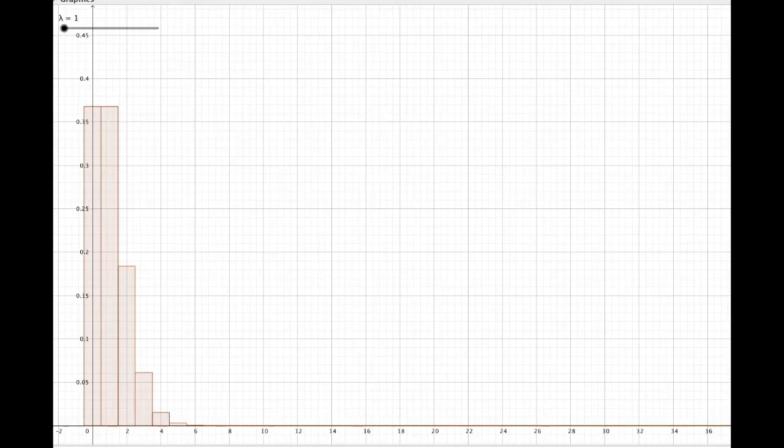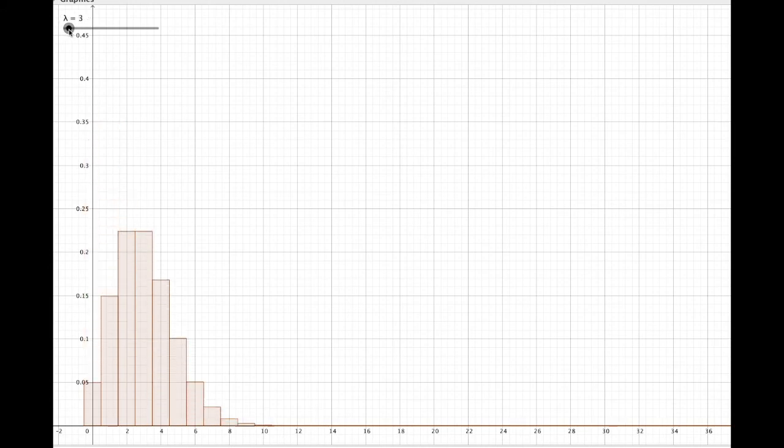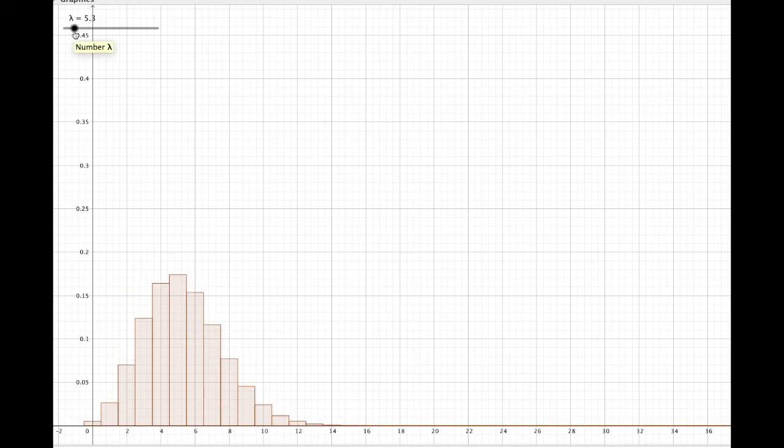A quick look at what the Poisson looks like and a thought about the final part of the question. The Poisson with small values of lambda is very much skewed to the right, or skewed positively. But as we increase lambda, the skew becomes less. By the time we get to 5.3, which was in the question, it's reasonably symmetrical. It's still a bit skewed.